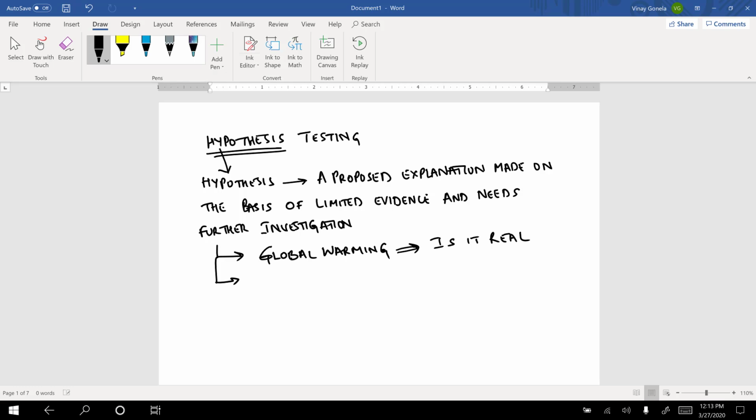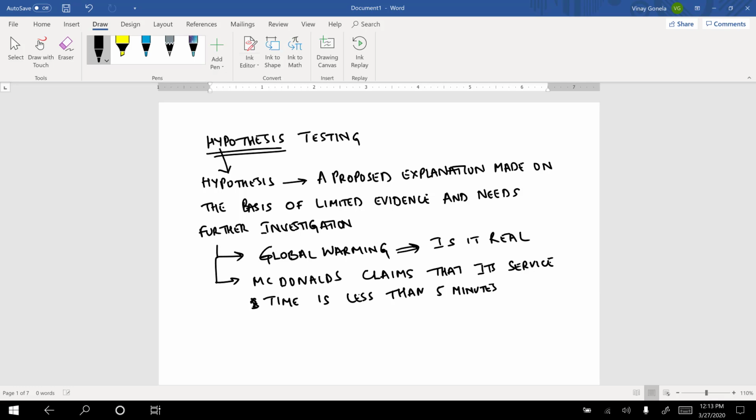So the second example would be McDonald's claims that its service time is less than 5 minutes. Again, you need to do analysis, collect data to see if it is less than 5 minutes or not. So that is mostly hypothesis.